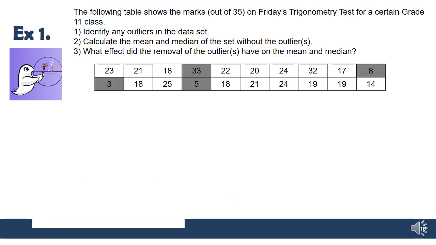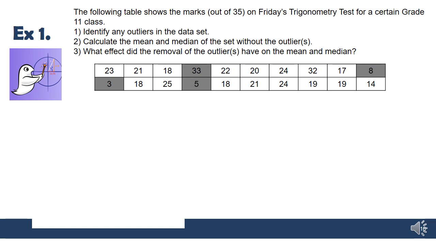Now the second question asks us to calculate the mean and median without the outliers. So this is an example of a question that's telling you to exclude the outliers. I've shaded them in grays, but I didn't get rid of them completely because they're still part of the data set. It's just that I'm excluding them for this part of the analysis.